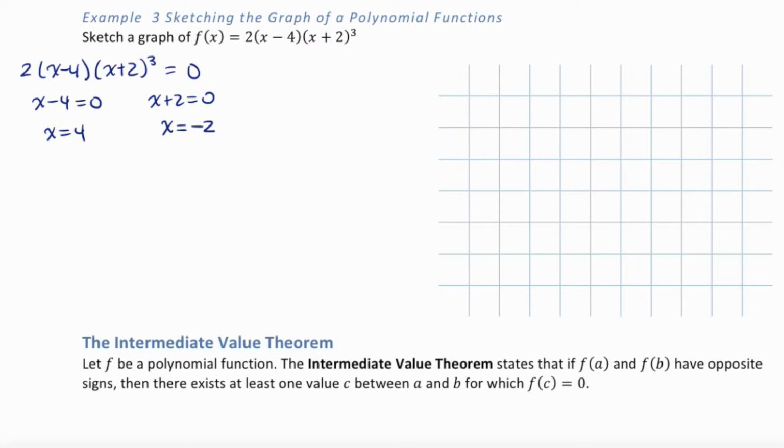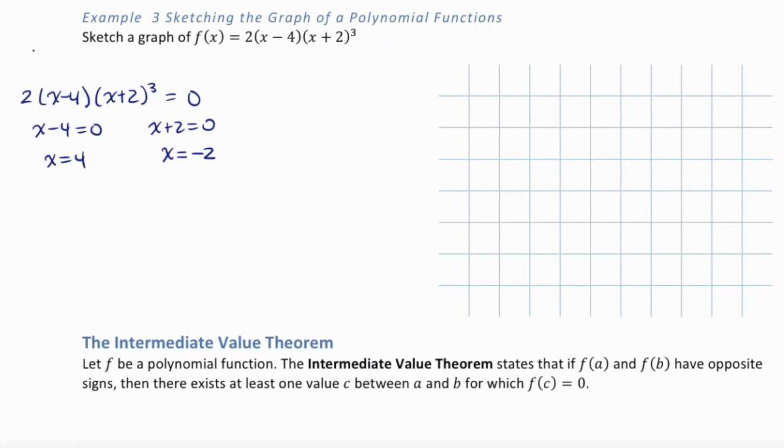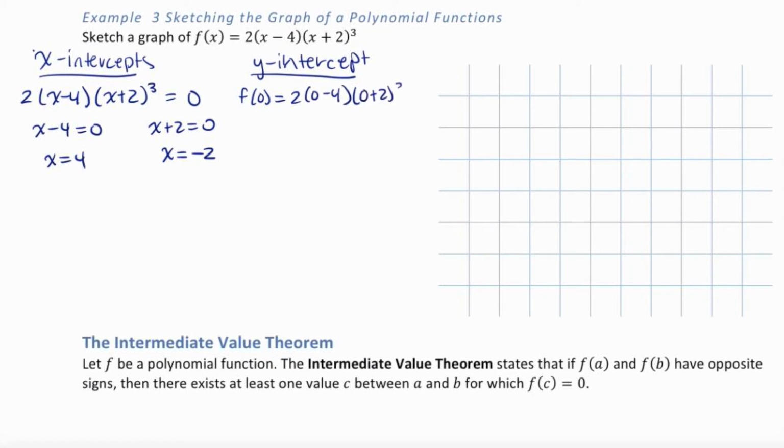What about my y-intercept? That's equal to 2 times -4 times 8, or -8 times 8, which is just -64.